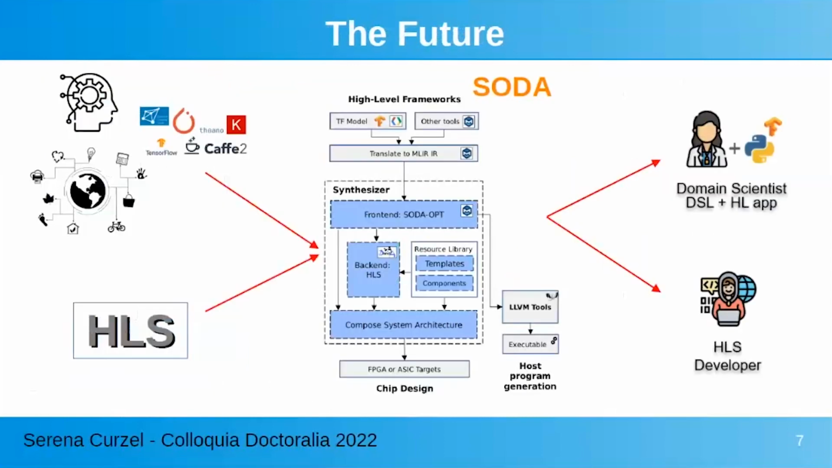So this is the future of high-level synthesis. It can, on one side, answer better to the new challenges and the new requirements of today's applications, such as artificial intelligence or the Internet of Things. But on the other side, it doesn't throw away 20 years of HLS research. We still want to exploit HLS tools as much as possible. And this is going to be an invaluable tool for both domain scientists and HLS developers and researchers.